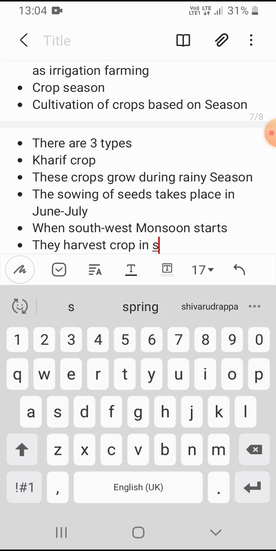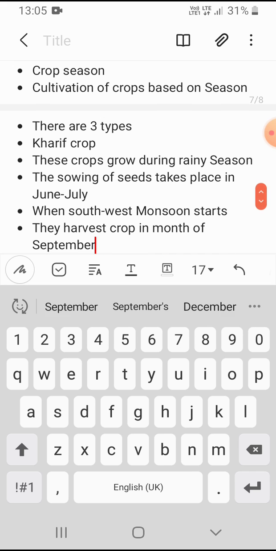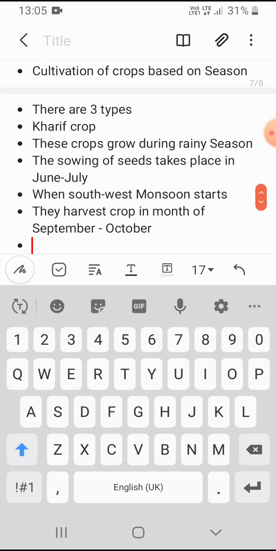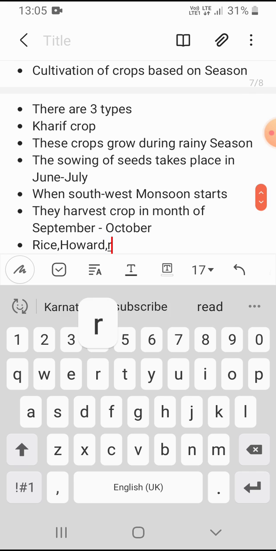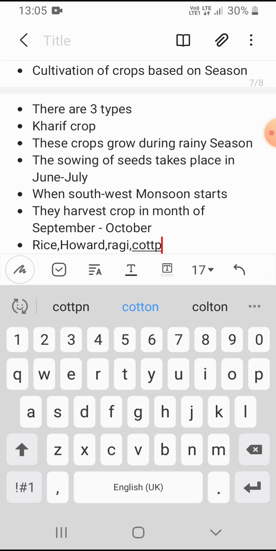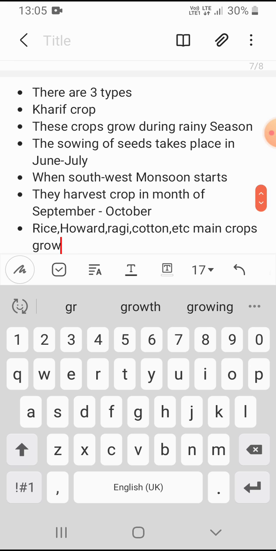They harvest in the months of September and October. September to October, these two months they harvest the crops. The main crops grown in this season are rice, jowar, ragi, cotton, and others.